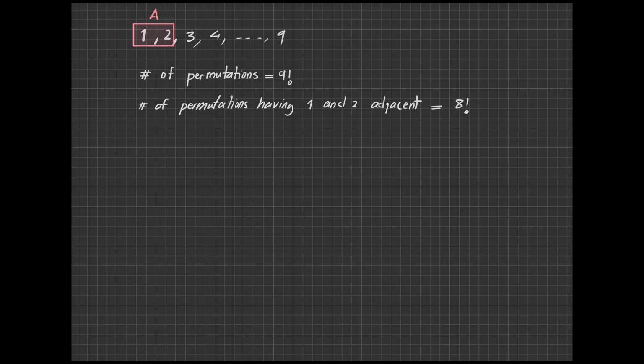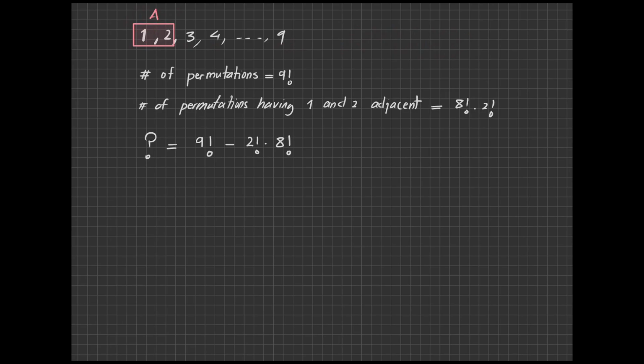Times 2 factorial, because when I say 1 and 2 are adjacent, sometimes 1 comes first, 2 comes second, or 2 comes first, 1 comes second. So you multiply that by 2 factorial. And the question mark will be what? 9 factorial minus 2 factorial times 8 factorial. Yes, this is the answer.